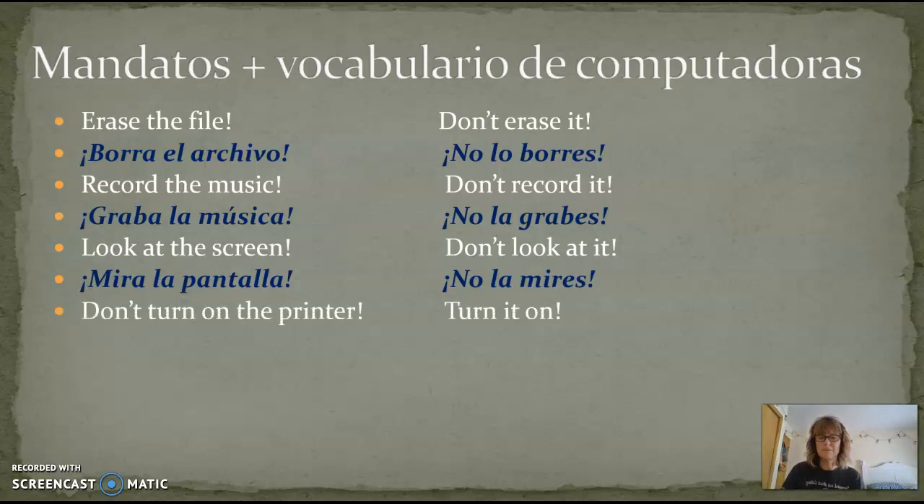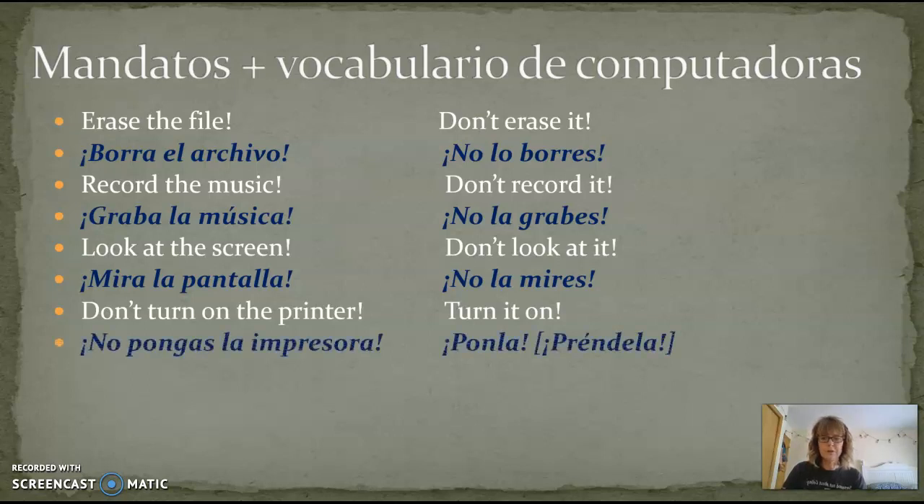Let's do the next one. Turn on, we had as a vocab word, could be on the quiz for today, so don't turn. Now it's starting with negative, and then we're going to go affirmative. So pause the video, try that one. Two verbs for turn on. Let's see which one I gave you.